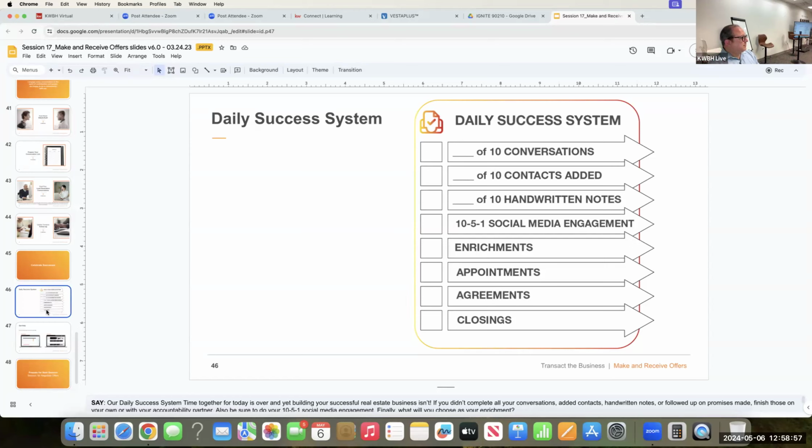Do you guys have any online or social media? I'm not heavy in social media myself, but what we have in our daily success, if you're in social media, is 10-5-1. So 10 likes, 5 comments and 1 post. That's what you should be doing every day as a social media thing, if you're into social media, if that's your thing: 10 likes, 5 comments and 1 post.